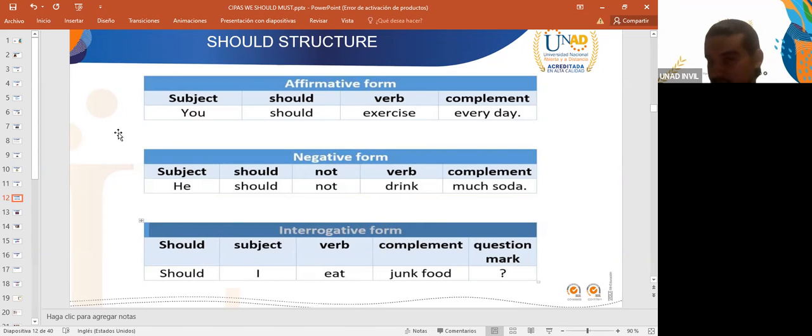Entonces, a grandes rasgos, we can say that in general, we use the same structure with should and with must. The only thing that changes is the verb, because should, you have to change it for must, but that depends on the situation. You need to keep in mind the structure have to, because have to is a little bit special. Have to is a little bit different, okay? Because we need to keep in mind do, does, have to, or has to.